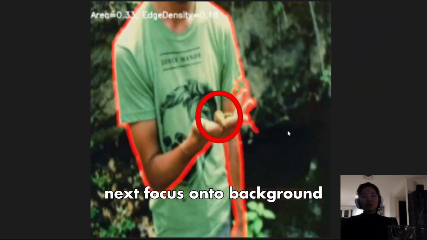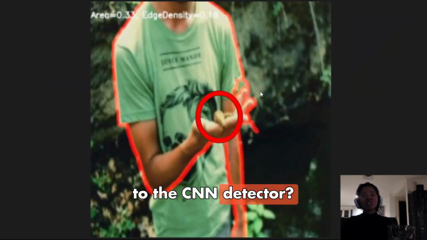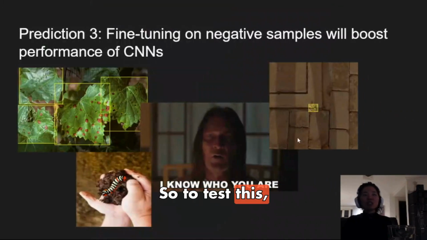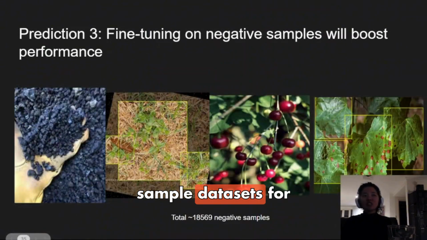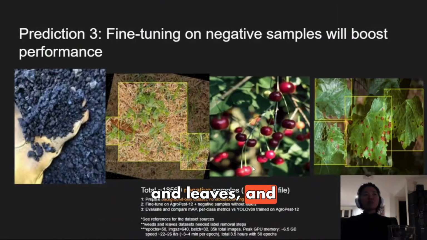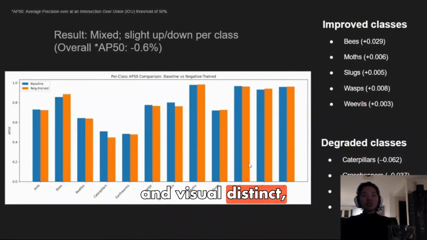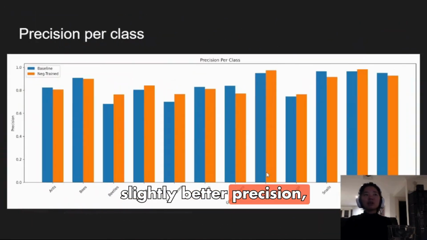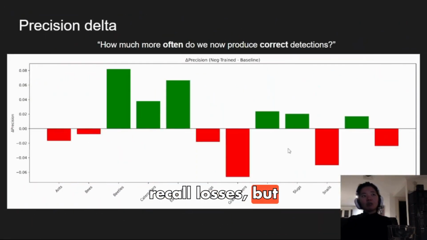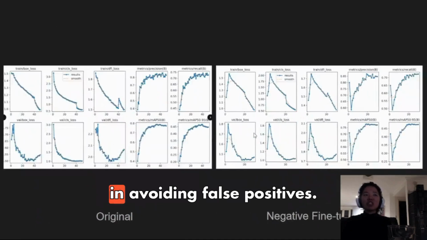So that led our next focus onto background separation. Can we feed more negative samples to the CNN detector? That might help with the accuracy. So to test this, we fine-tuned our baseline YOLO model on 4 different negative sample datasets for different types of soil, crop, weed, and leaves, and the results were mixed. Ones that were already high contrast and visually distinct gained a precision boost in general, but ones that were already poorly localized, the model just didn't see them. So overall, slightly better precision, but also slightly higher recall losses, depending on the class, and that gives a slight advantage in avoiding false positives.